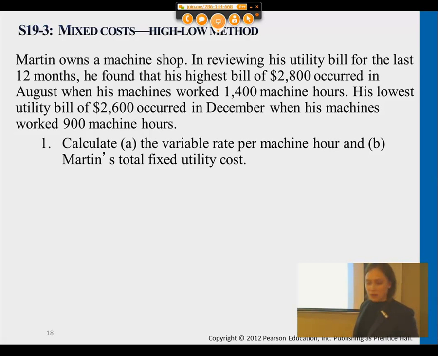For the last 12 months, he found that the highest bill was 2,800, and it was in August. At that time, his machine worked 1,400 machine hours. His lowest bill was 2,600, and it was in December. At that time, the machine worked 900 hours. So what we need to calculate right now is first, the variable rate per machine hour, and second, Martin's total fixed utility cost.